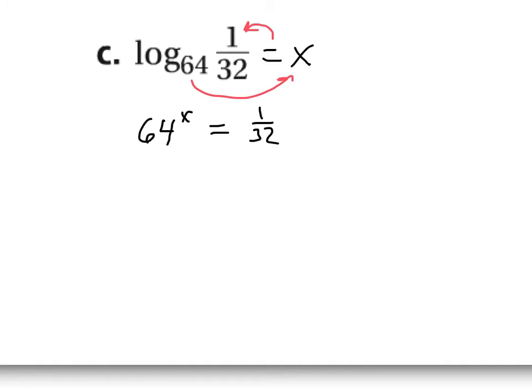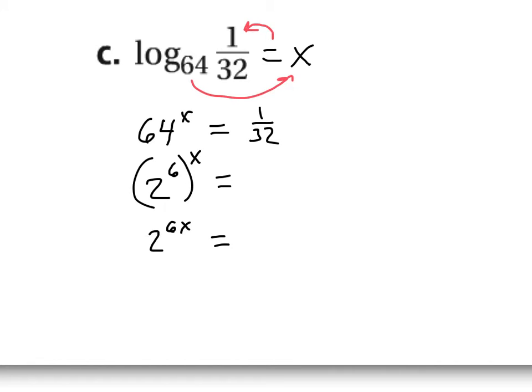2 again, right? 2 to what power gives me 64? 6. To the 6th power. 2 to the 6th power is 64. And so that means I have 2 to the 6x power.